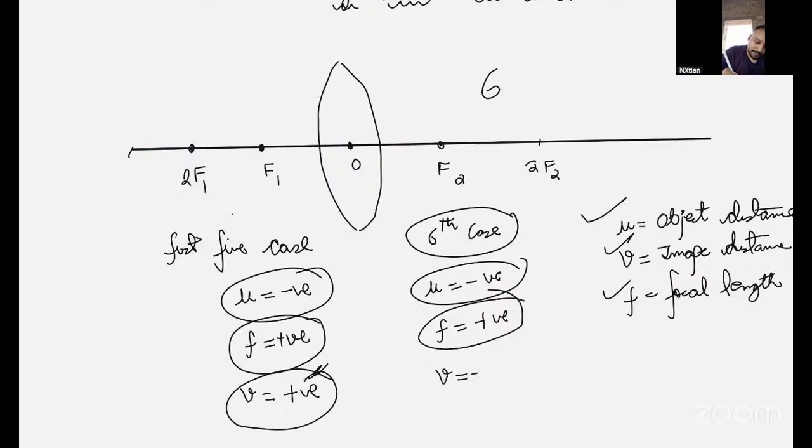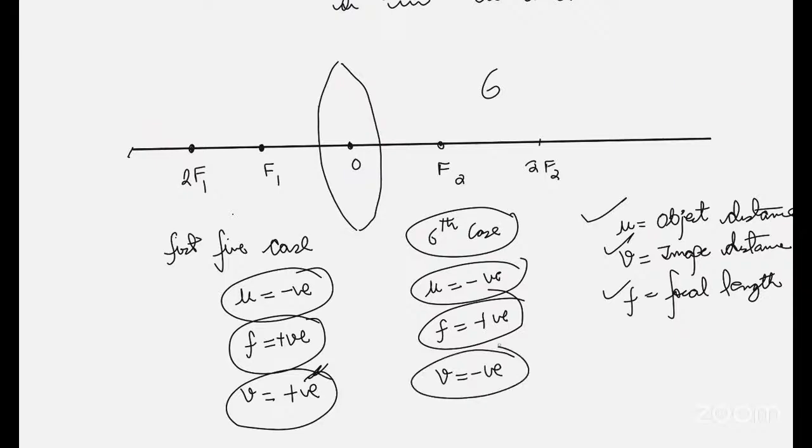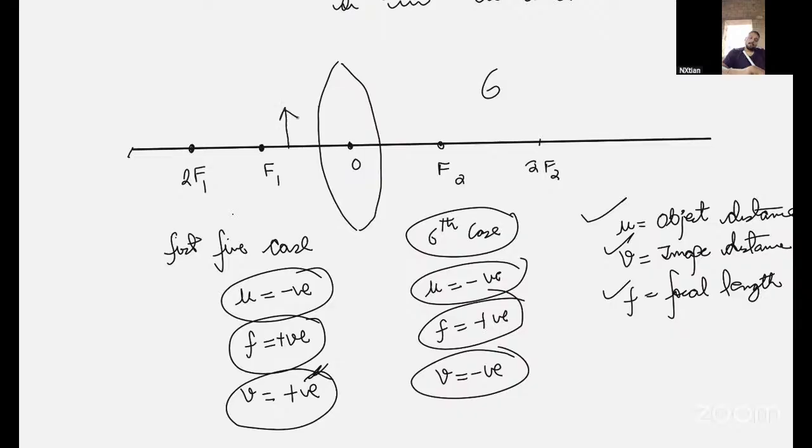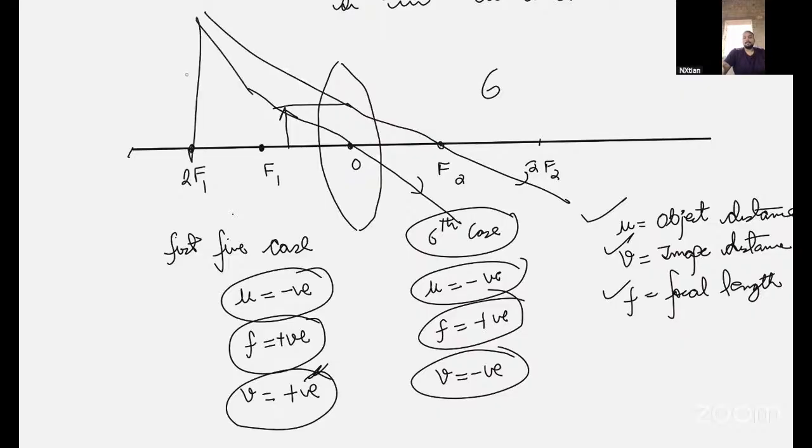Now, Nidhi, you tell me. Can you draw the sixth case one more time? The sixth case is like putting a line parallel to the principal axis, which will go through the focus. Then a line going through the optical center will remain straight. We have to extend this line, and we get the image here.